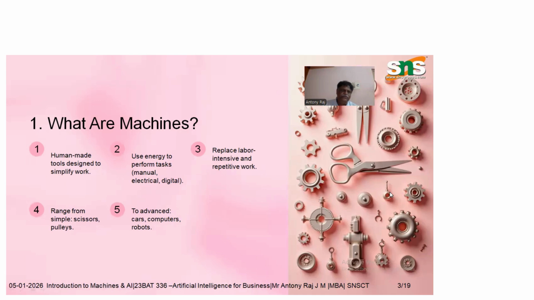Humans made tools which are designed to simplify work. Earlier, it was all done manually, but afterwards they designed tools to simplify. This is where the machine started. And they also started using energy to perform the task. First, the machines were manual, then they became electrical, then they became digital. And these machines replaced labor intensive and repetitive work.